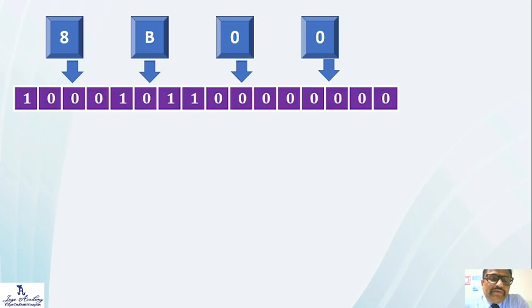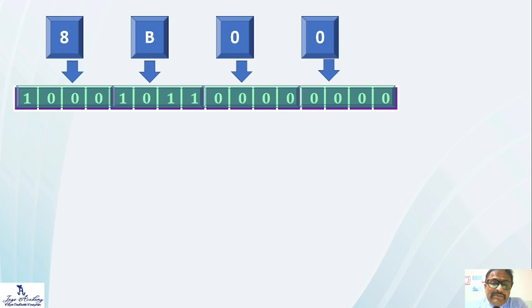In this video, we will see one more example to convert from machine instruction to assembly instruction. Given a machine instruction 8B00, the first step is to expand it as a 16-bit combination.